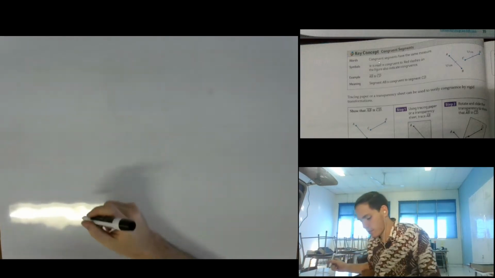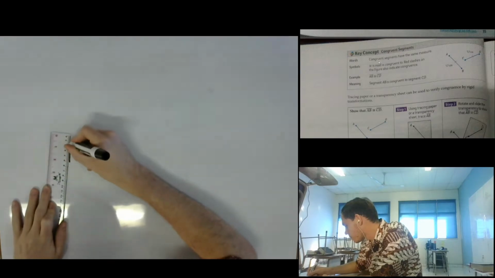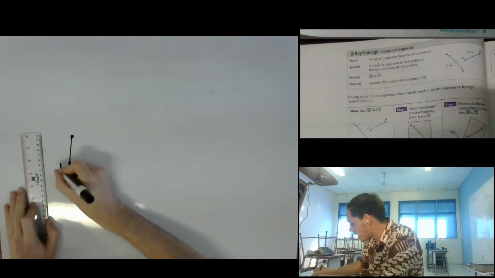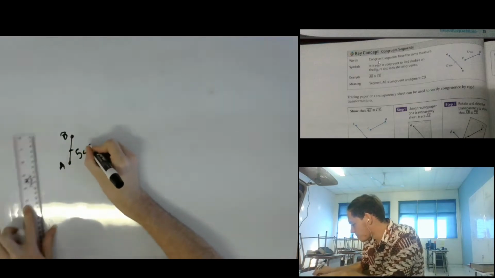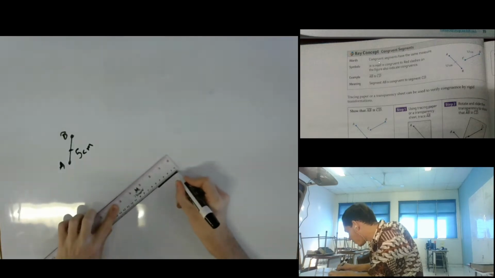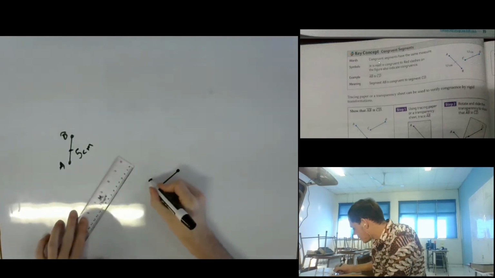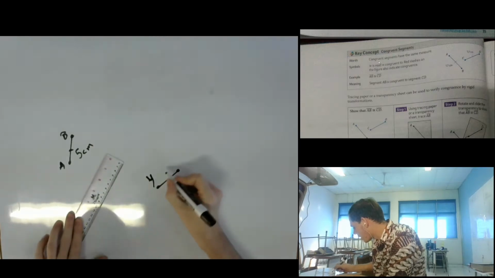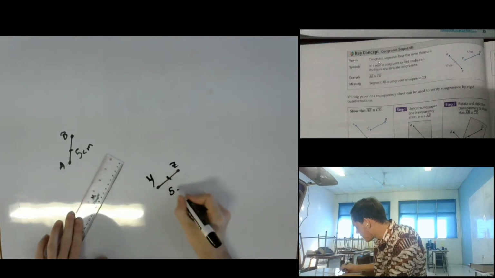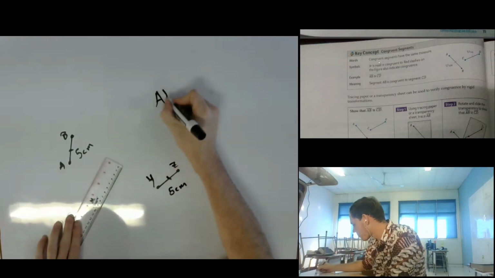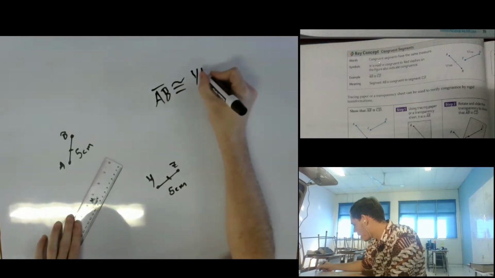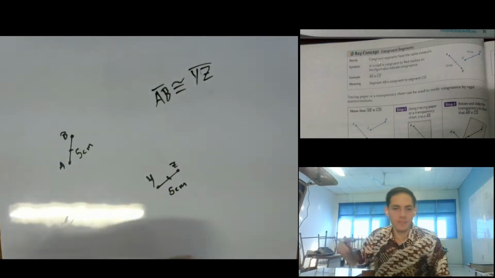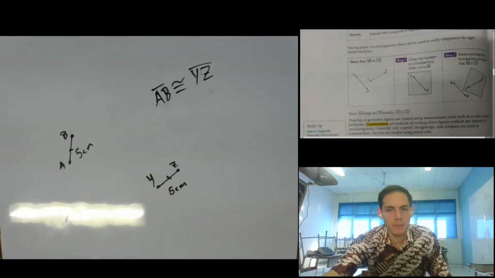So an example is if I do something like this, let's call this A, B, and this is 5 centimeters. And I go over here and I do 5 centimeters. Let's call this Y, Z. Then segment AB is congruent to segment YZ. Okay? That shows that two line segments are the same.